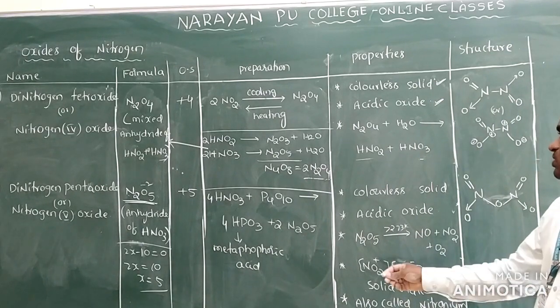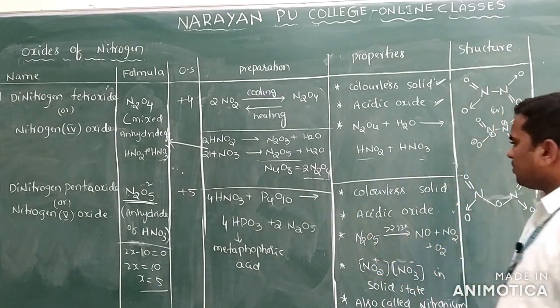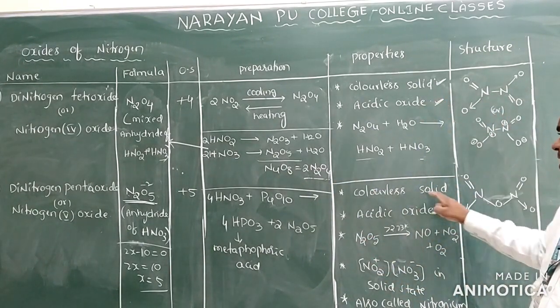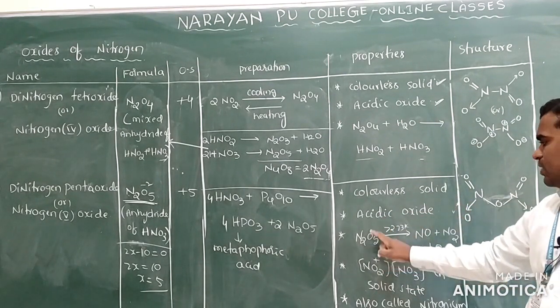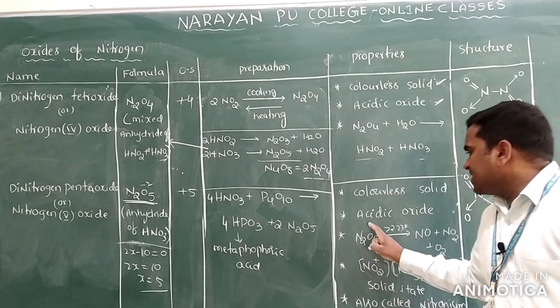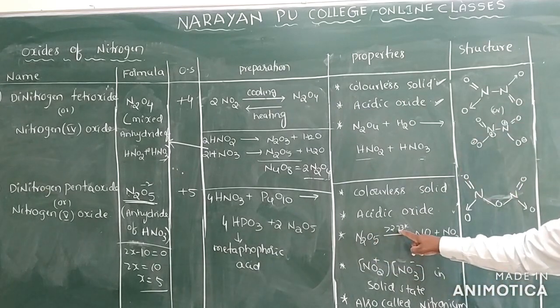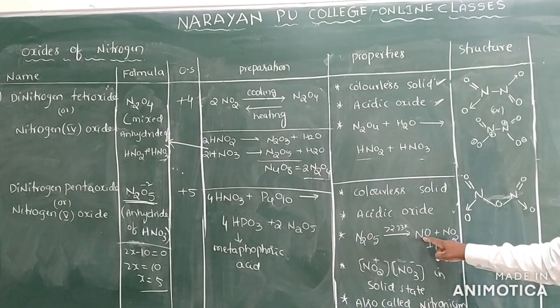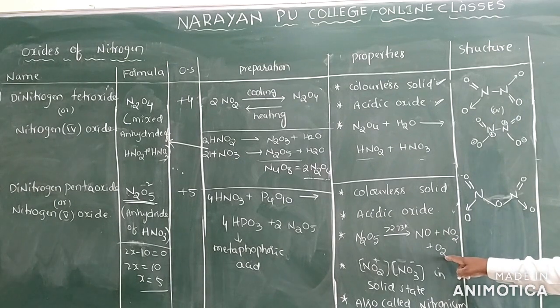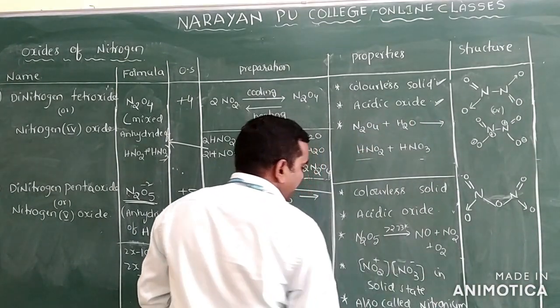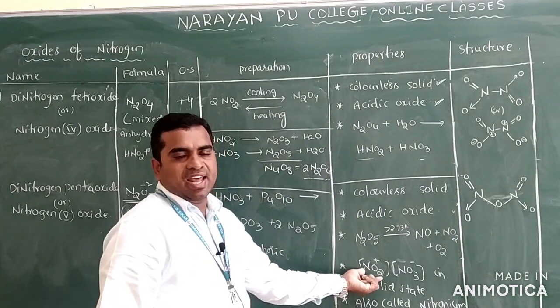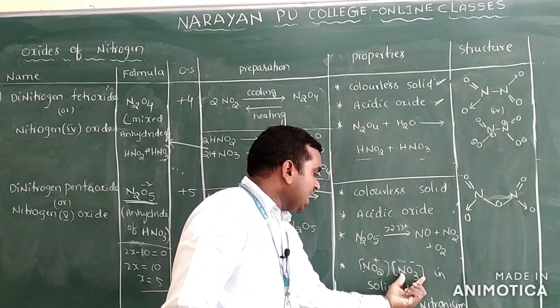Clear? So next one, properties. Same as before, it is also a colorless solid and an acidic oxide. Clear? And N2O5 is stable at room temperature. Above room temperature it gives NO2 and O2. Clear? And very important, in the solid state it exists as NO2 plus and NO3 minus.